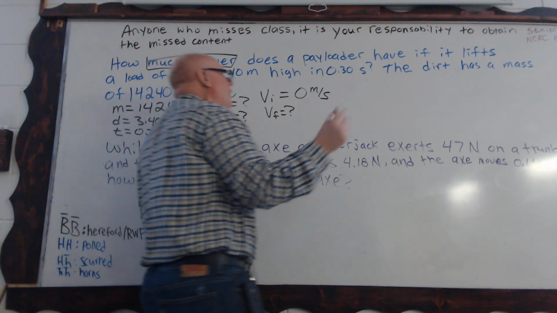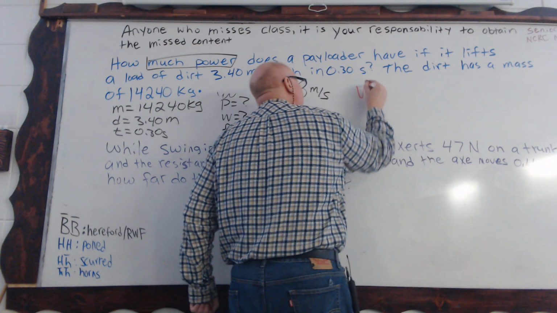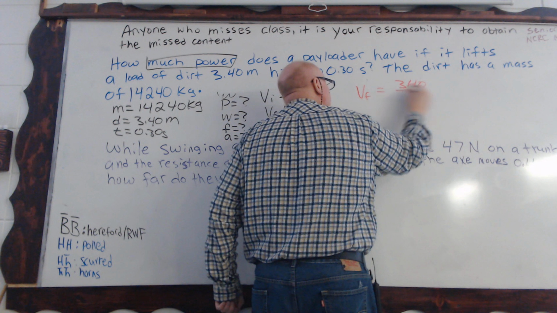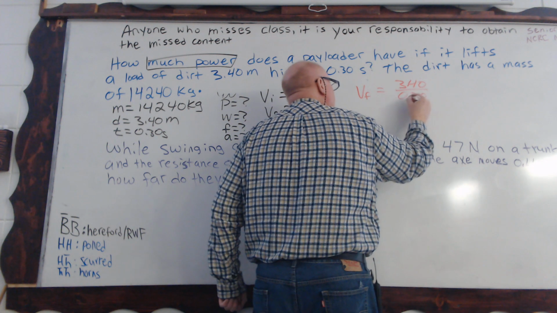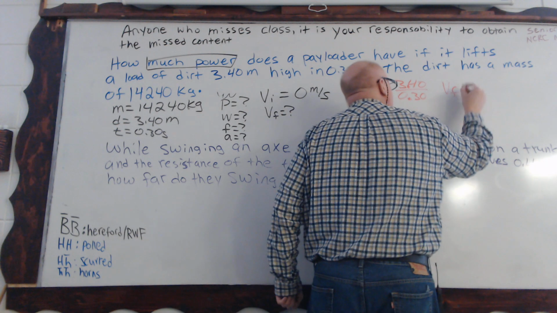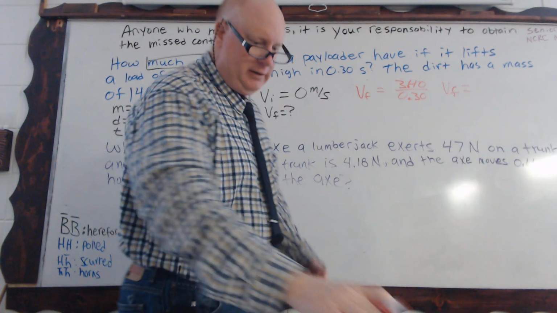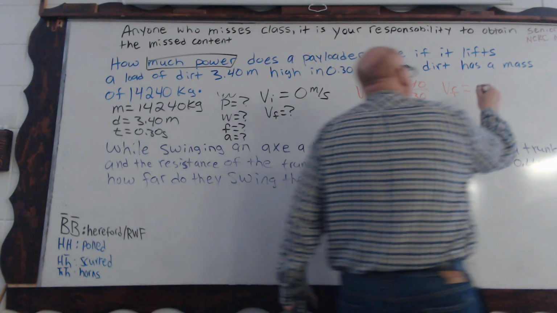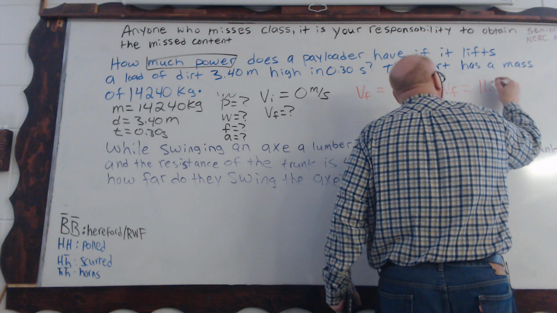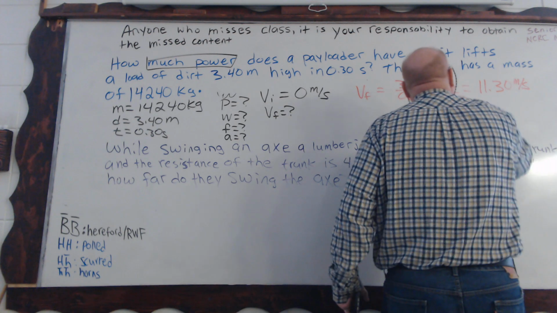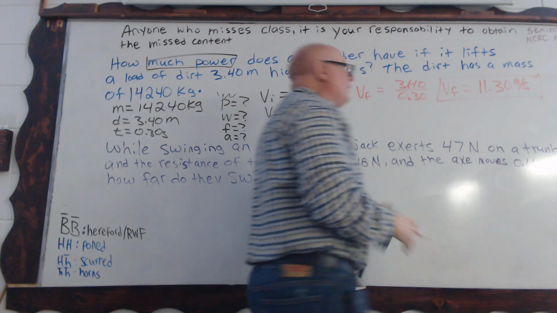So how do we find that final velocity? 3.40 divided by 0.30. So we got a distance and divided by a time. So our final velocity then is 11.3, and that's meters per second. Okay, so we've got our start.